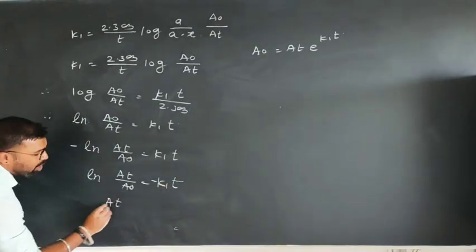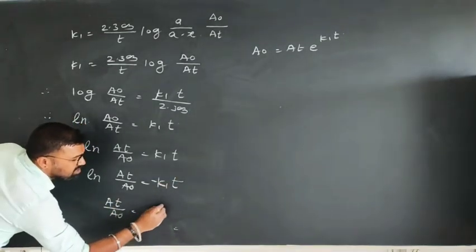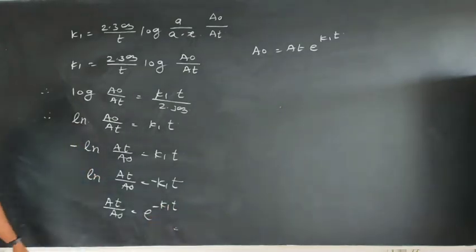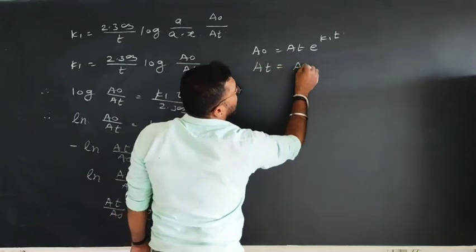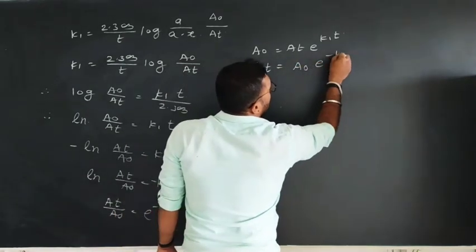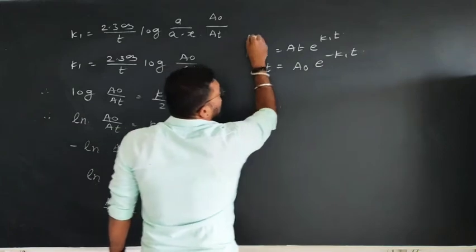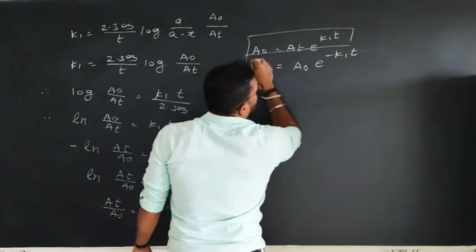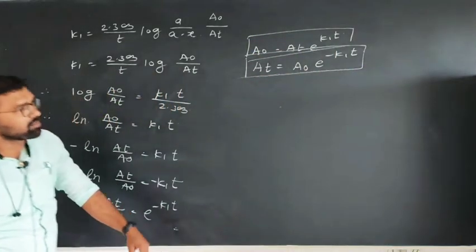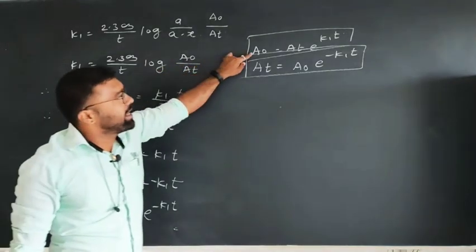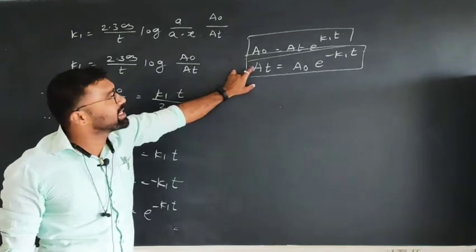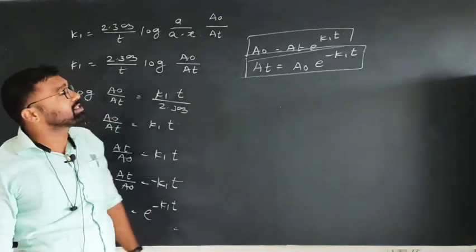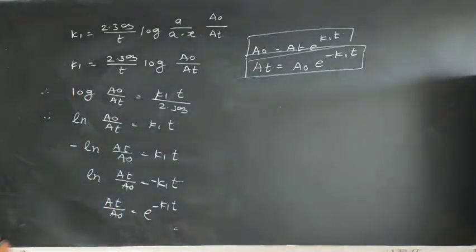Therefore, At upon A0 is equal to e raised to minus K1 into t. I can write the exponential form in terms of At: At is equal to A0 e raised to minus K1 into t. This is the second exponential form of the first order reaction. The first is in terms of A0, the initial concentration of reactant, and the second in terms of At, the concentration of reactant at time t. These are the exponential forms.